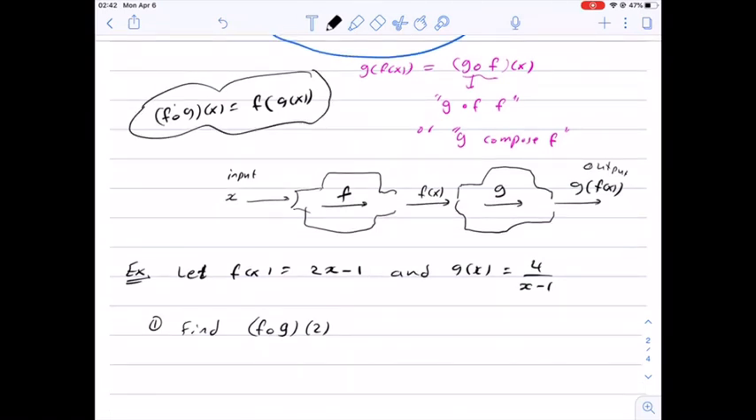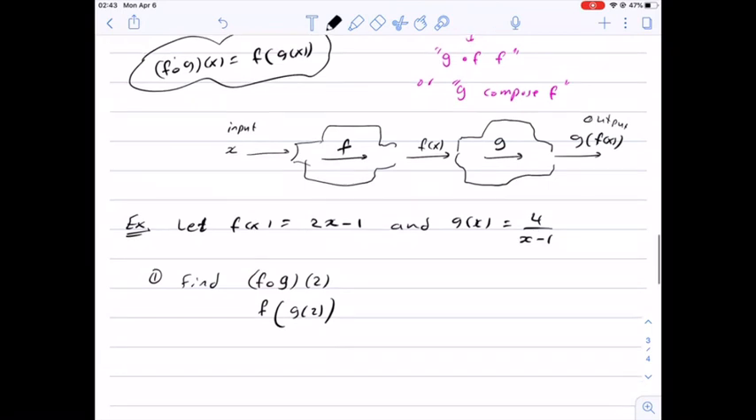So we have the same thing here, f circle g of 2, or f after g. Here we need to write it this way, f of g of 2. So we start with this expression. We find g of 2. g of 2 is 4 over 2 minus 1. We substitute it here, and this is inside f. So we get f of 4 over 1, and that's f of 4.